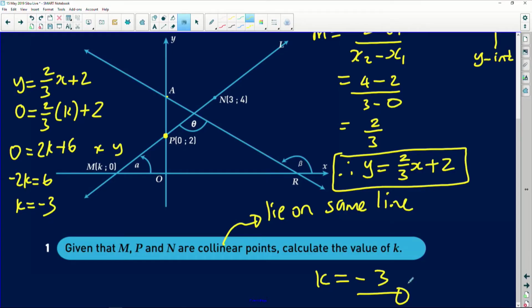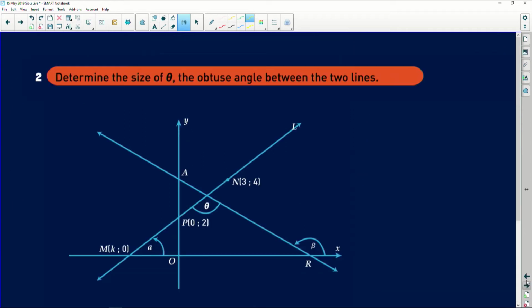And don't forget this: y = 2/3x + 2. We might need it again in future to simplify or work out the other questions. So now they want us to work out the value of theta. They say to us, determine the size of theta, the obtuse angle between the two straight lines.